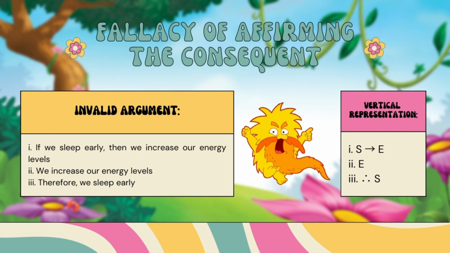This argument form is technically called the fallacy of affirming the consequent, which is an example of a formal fallacy. The argument affirmed the consequent and not the antecedent, making it invalid. This is because if we construct the truth table of this argument, we will have a case where the premise set is true and the conclusion is false.